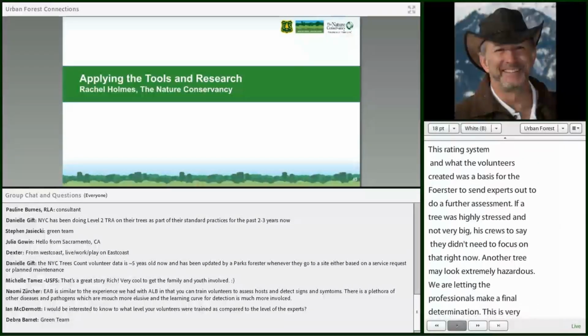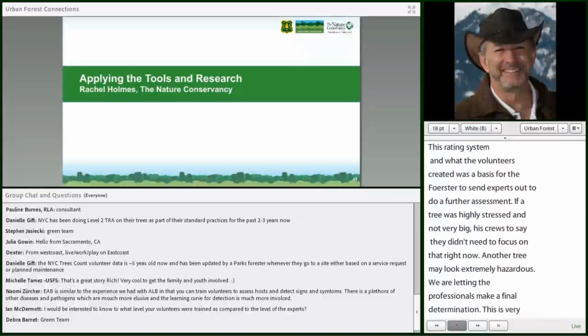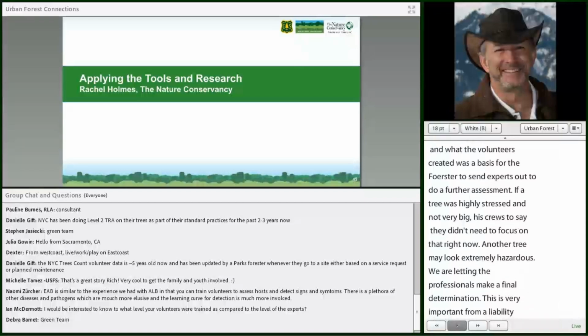And at this point, I'd like to turn it back over to Rachel to talk about some of the tools we've developed that are based on the methodology that I just described.